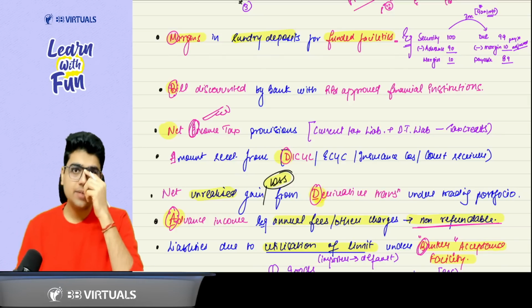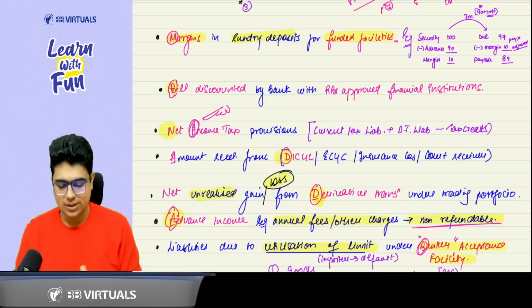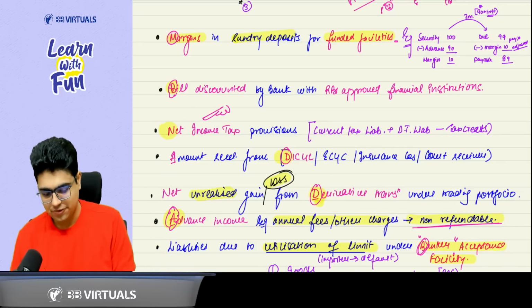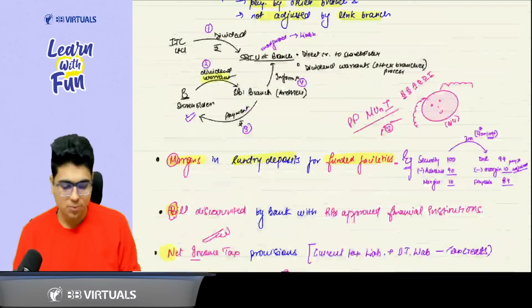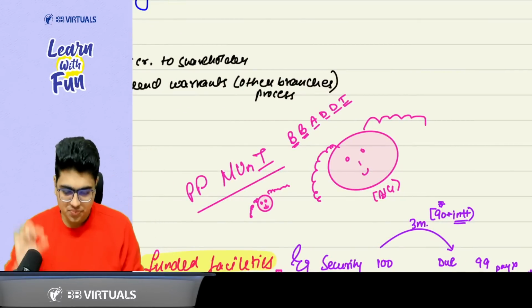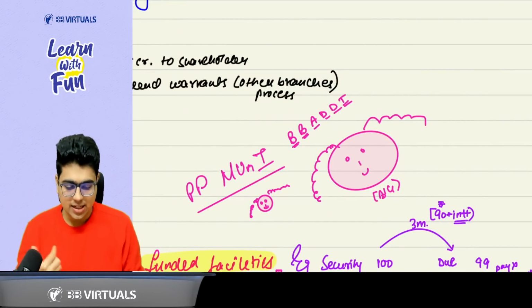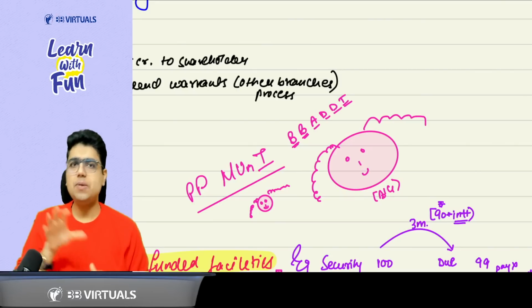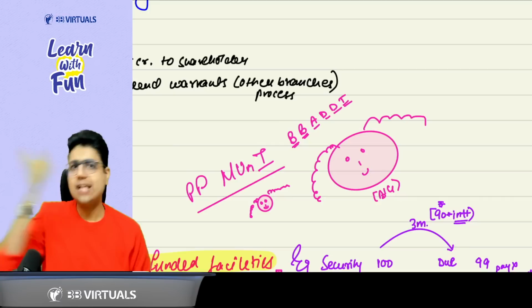Whenever there is a net income tax provision, that also becomes another type of liability. I hope the PP Munni buddy point is clear. Yes, sir. All the points are done. These are the liabilities.